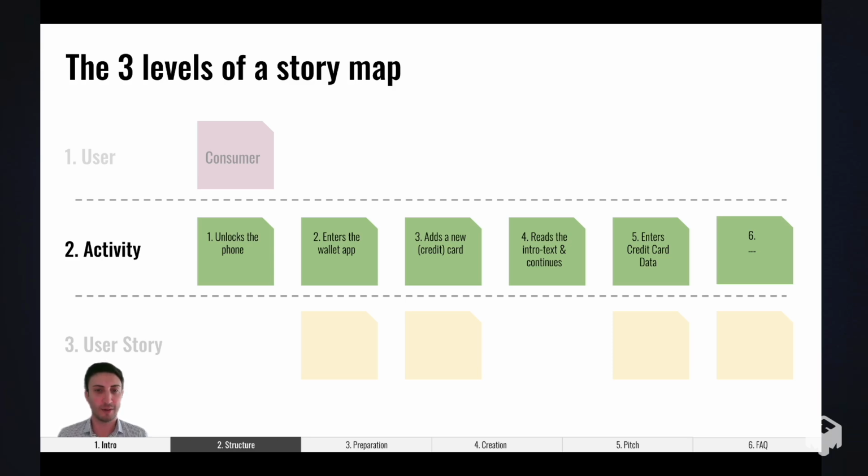Just in case we would like to build a feature like Apple Pay, let's assume Apple Pay doesn't exist yet. So we are working at Apple and we have the privilege to build and implement the Apple Pay feature. And we would say, okay, we have our consumer. This consumer unlocks the phone, enters the wallet app, adds a new credit card, reads the intro text and continues, enters the credit card data, and so on and so on. I will not go too deep into that example now, but this would be one way of explaining the user activity: simply explaining step by step what he or she is going to do.